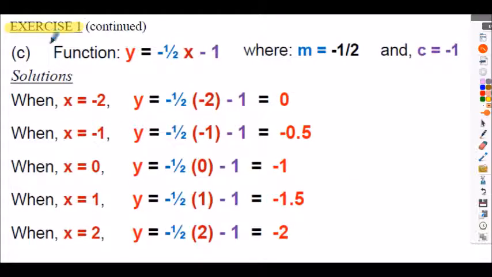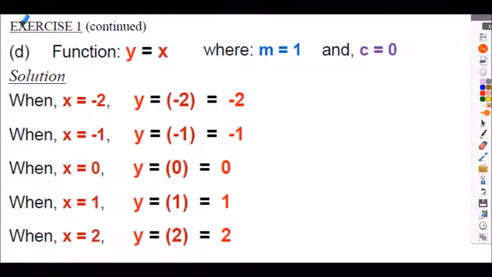Exercise 1, part C, y is equal to negative a half x minus 1. The calculations for you to review for calculating the y values. And finally, exercise 1, part D, the function y is equal to x. Much more straightforward to evaluate.